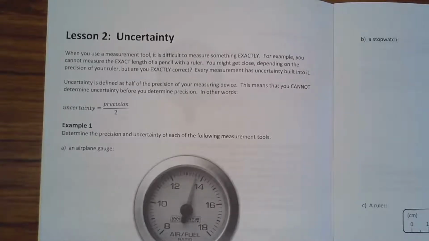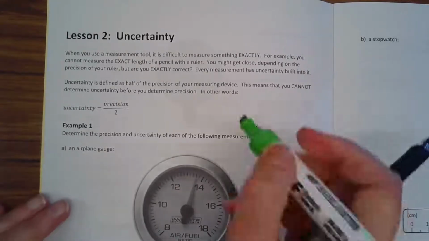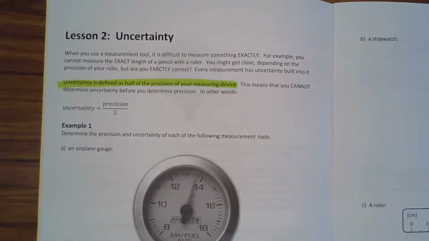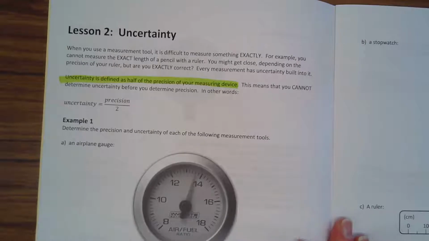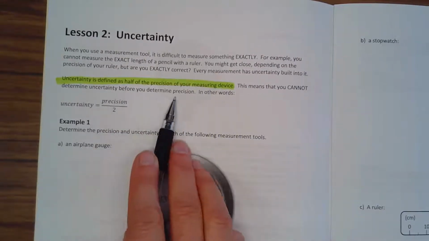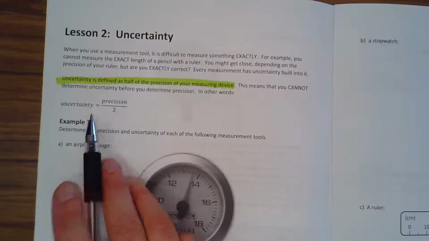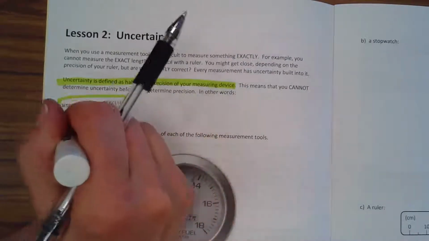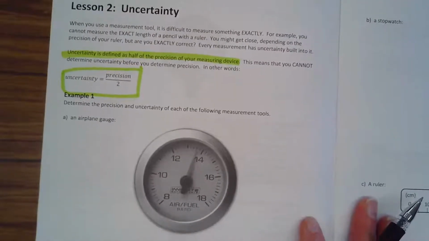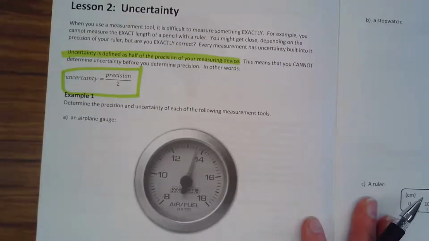So if you did okay on the first lesson, you'll do fine on this lesson, because all it is is taking your precision, whatever you calculated for precision, and dividing it in half. This means that you cannot determine uncertainty before you determine precision. In other words, uncertainty is equal to precision divided by 2. So let's take a look at example 1. Determine the precision and uncertainty of each of the following.